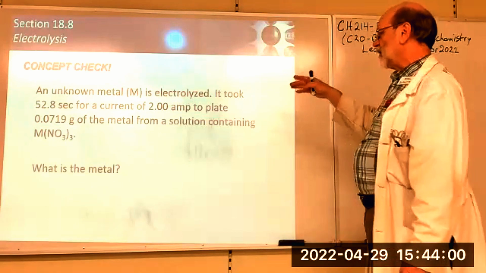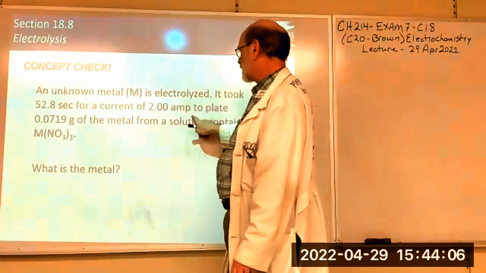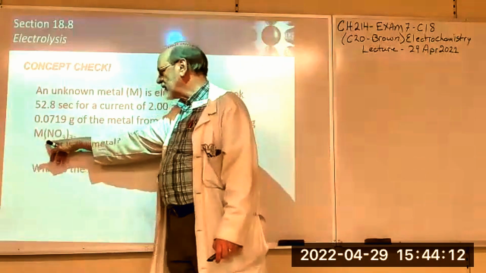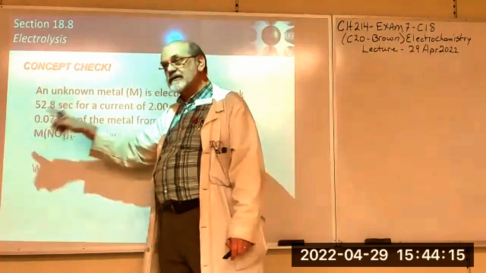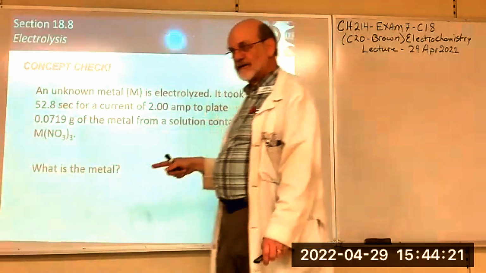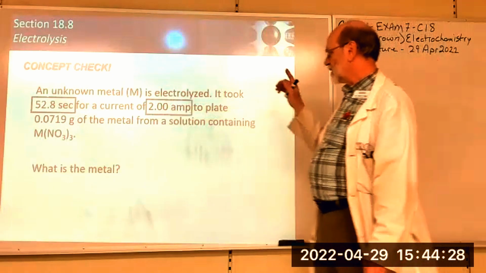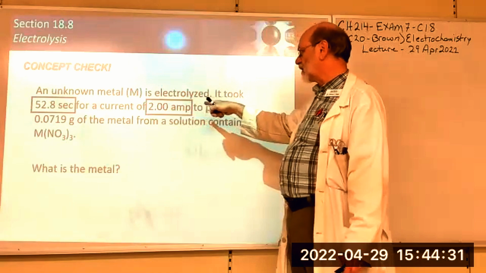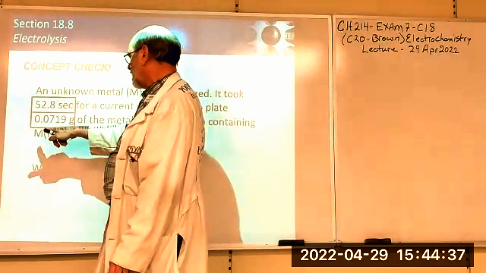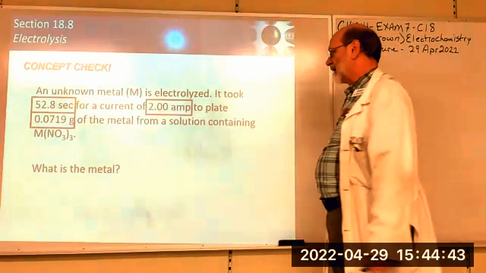Okay. An unknown metal is electrolyzed. It took 52.8 seconds for a current of 2 amps to plate out 0.0719 grams of the metal from a solution containing the metal and 3 nitrates. So that metal has a 3+ charge. Because that's a -1 charge, the 3 of them, that has to be 3+. That's important. So there we have 52 seconds of that current. So we need the moles. How many moles of this were plated out? If we know the moles, we've got the grams. Then we can calculate the molar mass and determine what the metal is.